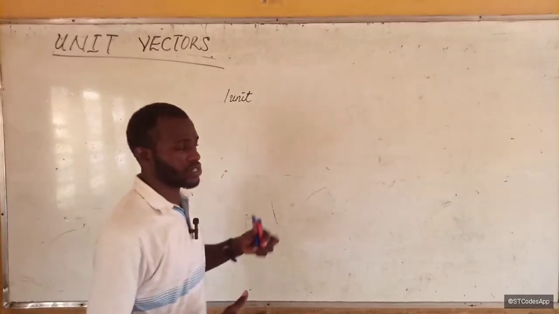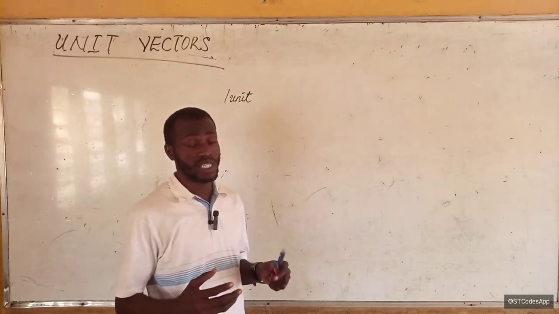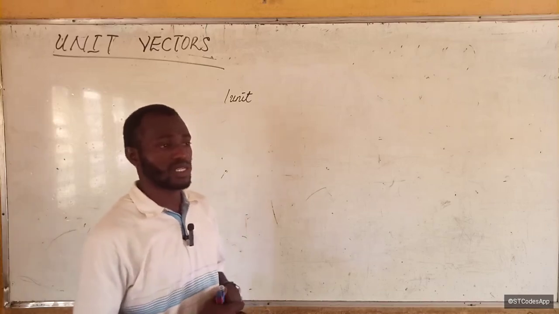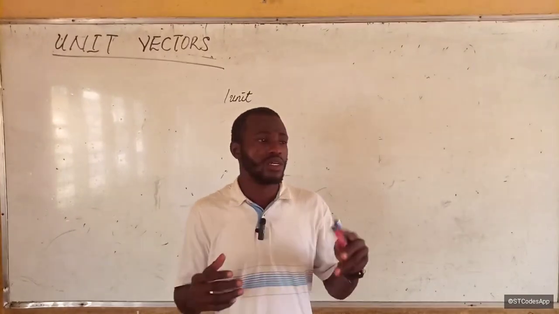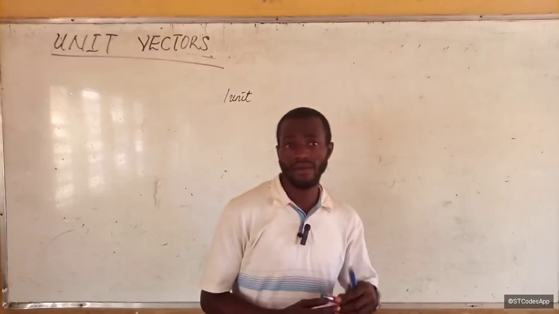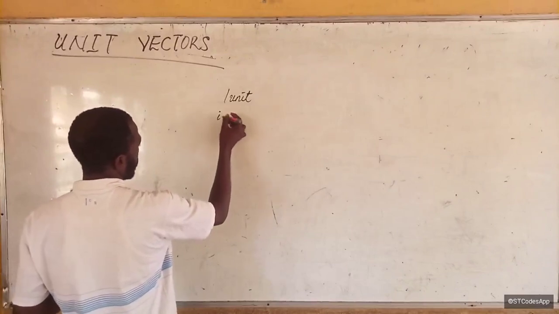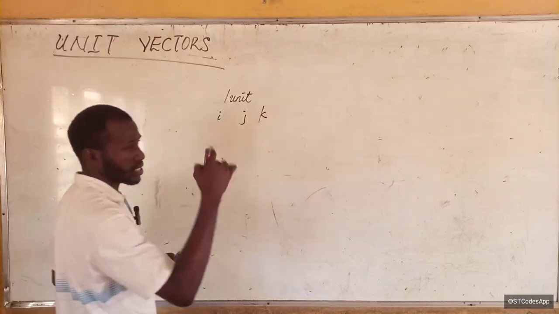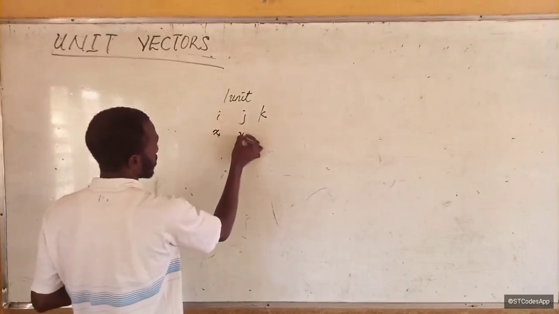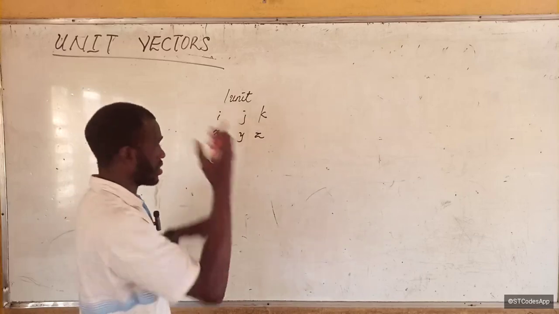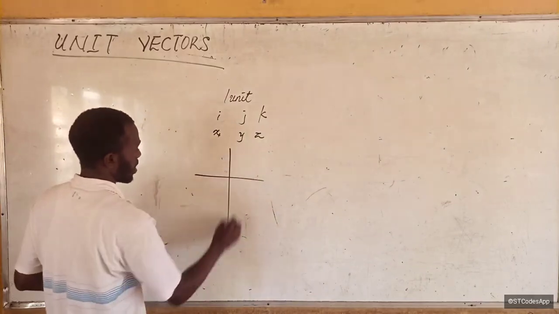So unit vectors are a special way of viewing the three-dimensional space. They use letters that basically represent the three dimensions that we have. So you will see letters like i, j, k, and these letters correspond to the three directions x, y, and z. Do you understand? That is a way of saying that you have the x, the y, and the z plane.